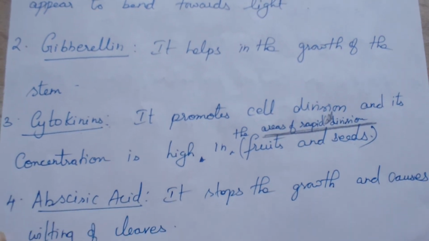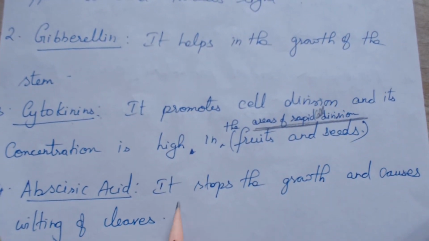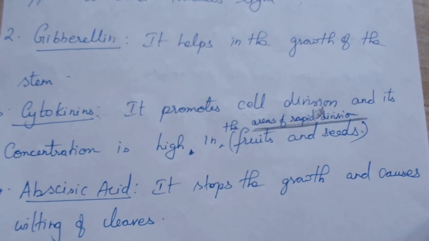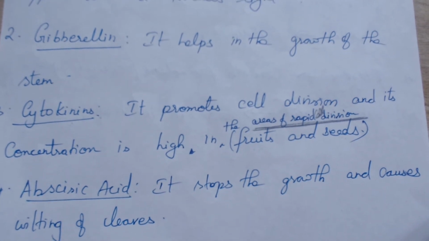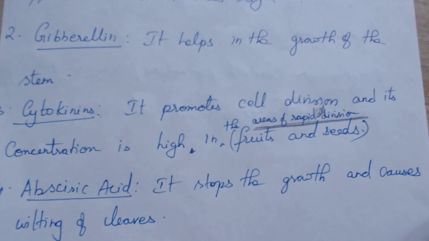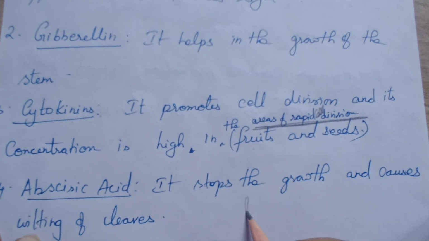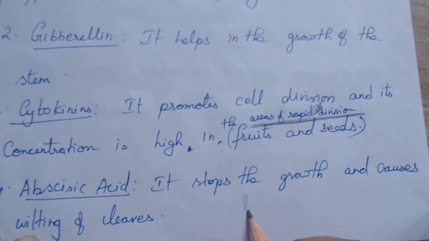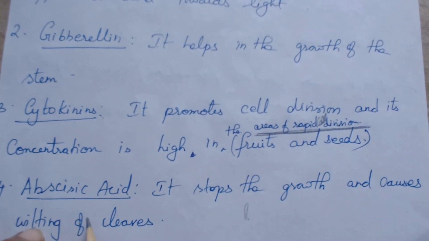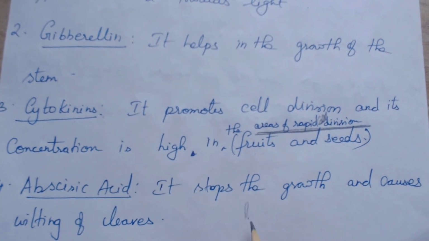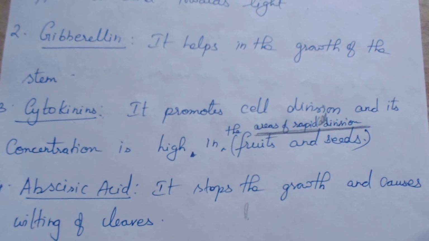Okay, next, abscisic acid. It stops the growth and causes wilting of the leaves. It acts as a growth inhibitor. It stops the growth. How? The growth is caused by auxins and cytokinin, right? So in that place it will accumulate. In the place of growth, it stops the production of auxins or cytokinin, so that abscisic acid will be accumulated there. It stops the growth of the plant.